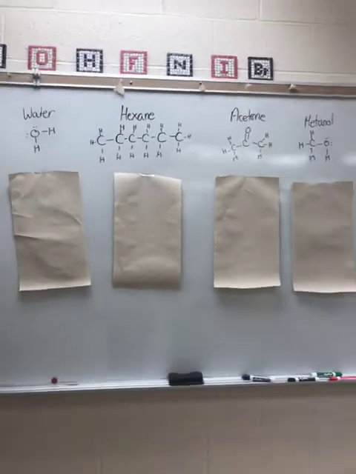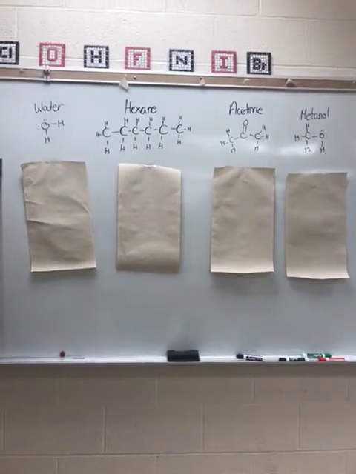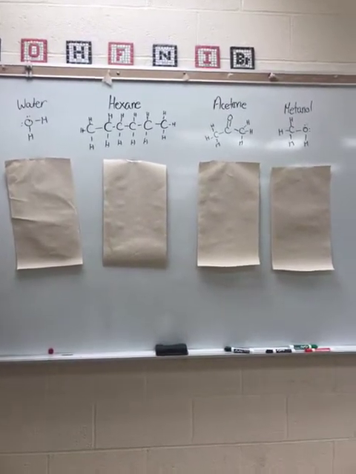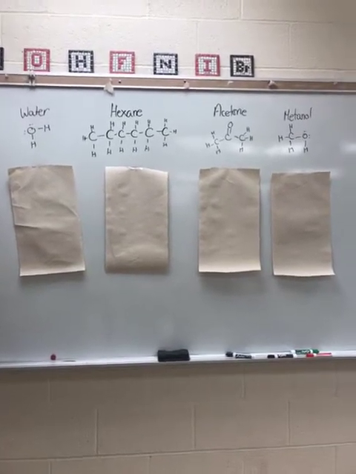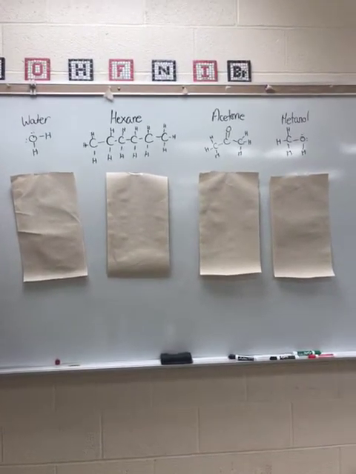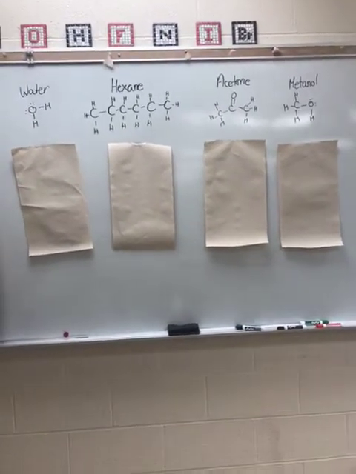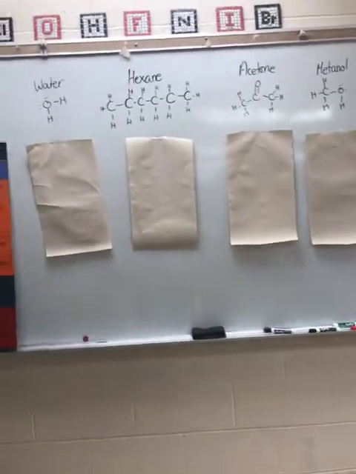So what I'd like you to do is, looking at their structures, try to predict which one would evaporate the fastest and which one would evaporate the slowest. So we're going to say 1 would be the fastest and 4 would be the slowest, and I'd like you to rank them from 1 to 4. So pause the video, try to figure it out, and then we're going to look and see what happens.